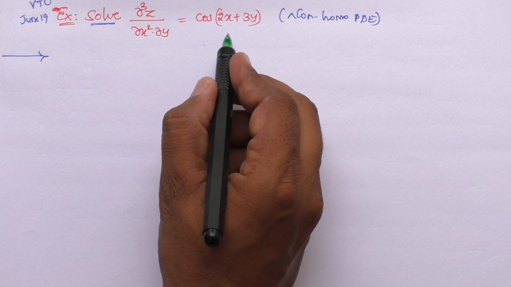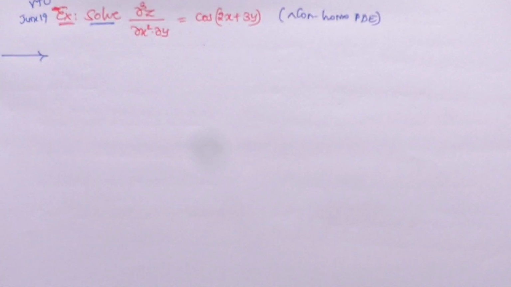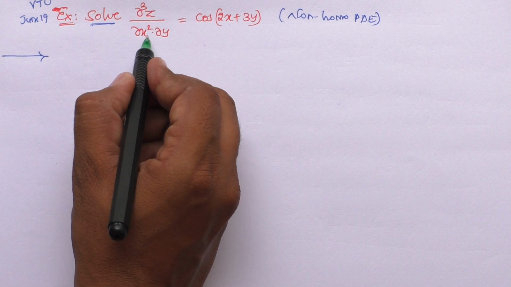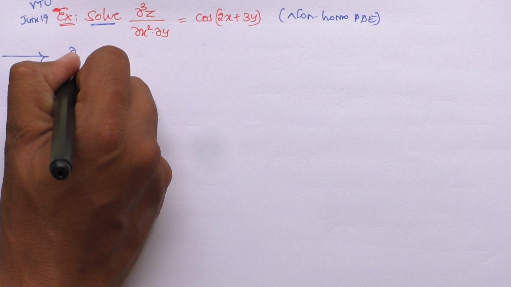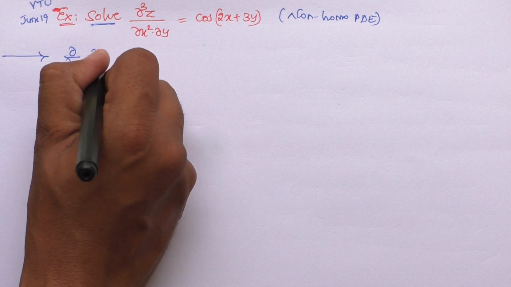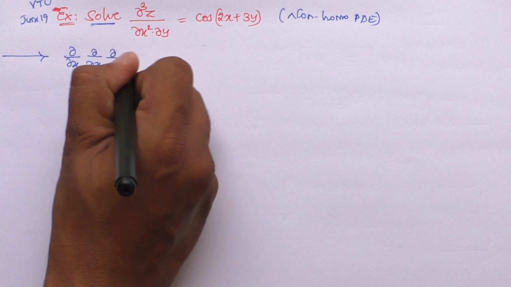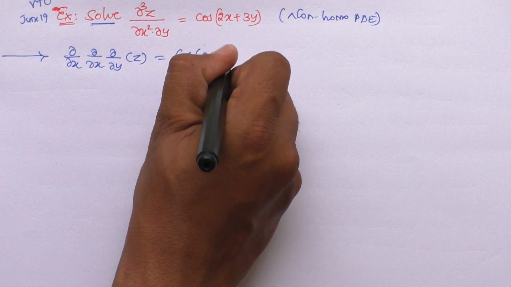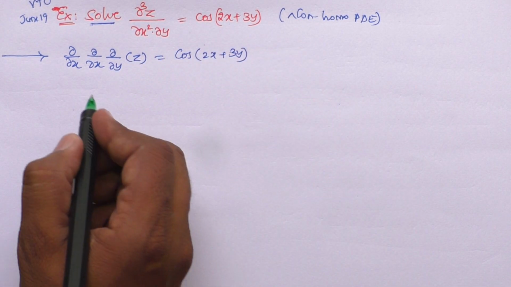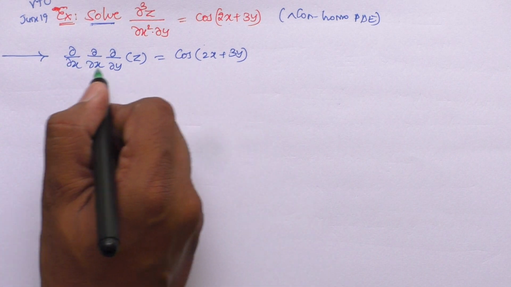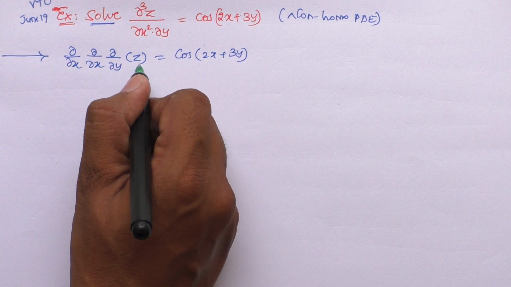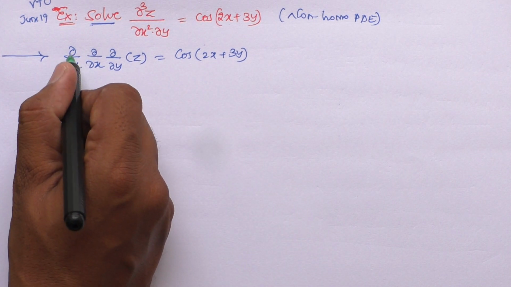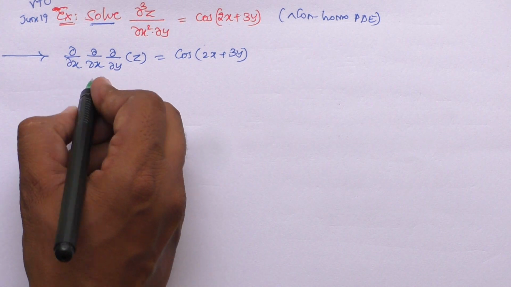So in case of a non-homogeneous PDE, we know what the procedure is. That is the direct integration method. So here the differential operators ∂x² ∂y can be written as ∂/∂x, ∂/∂x, ∂/∂y of z. So that is equal to cos of (2x plus 3y). Now you need to remove the differential operators so that you will get the solution z in terms of x and y. So to remove this ∂/∂x, integrate with respect to x.